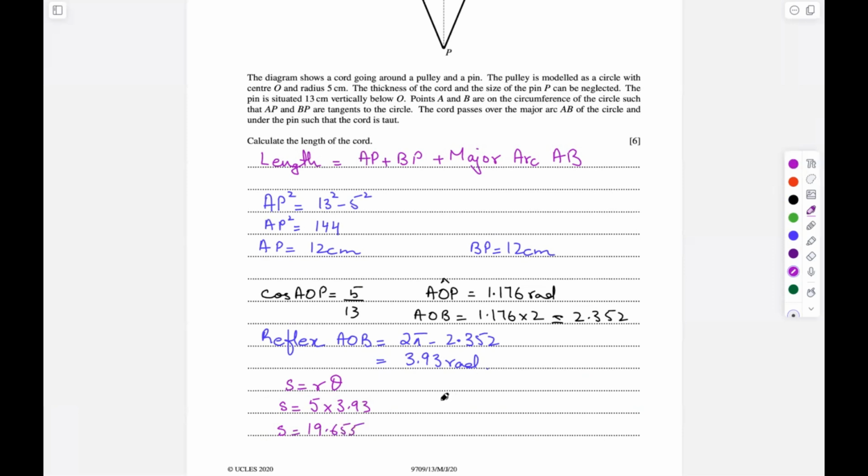And finally, the total length of the cord will be 12 plus 12, which is 24, plus 19.655. Adding 24 to it, this will be 43.655. And as we have to give our answer to 3 significant figures, the final answer will be 43.7 centimeters.